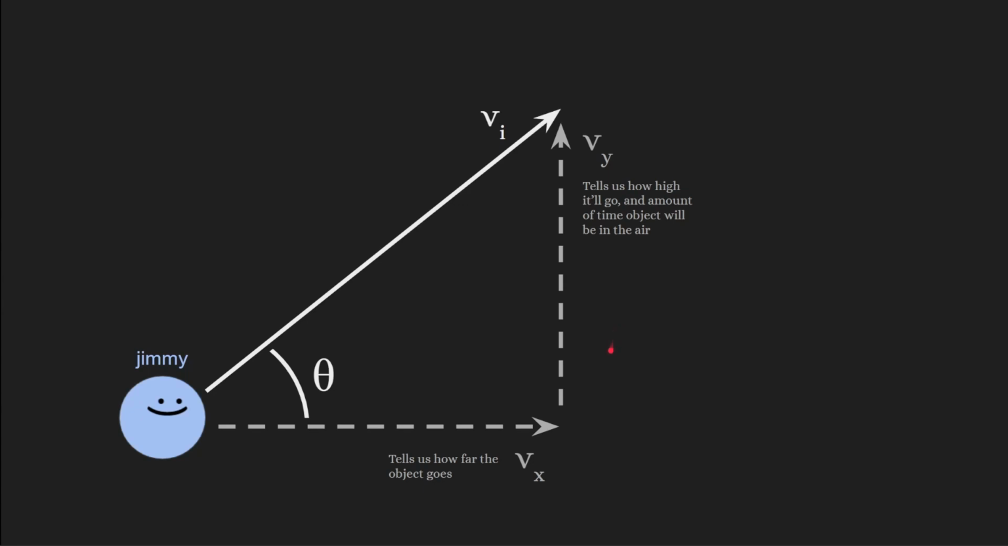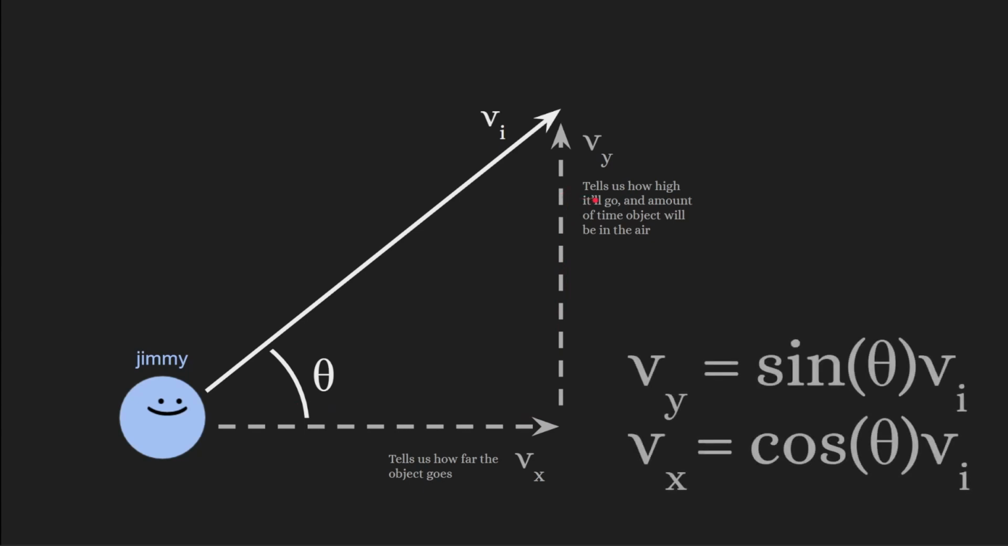If you don't see it yet, this makes a right triangle. So finding these velocities is like finding the bases. It's simple trigonometry. You can easily find them by using sine and cosine.